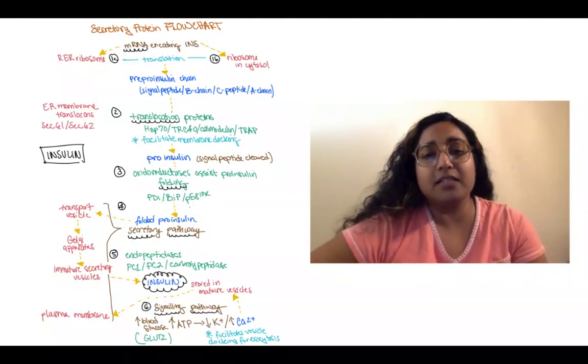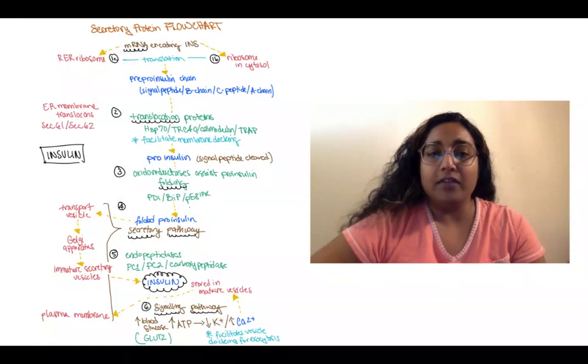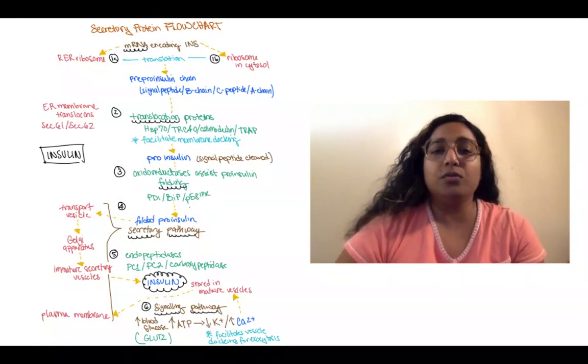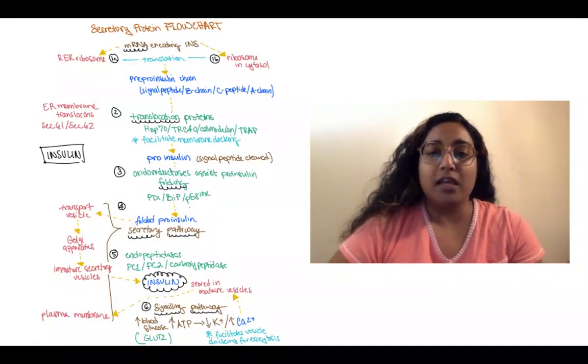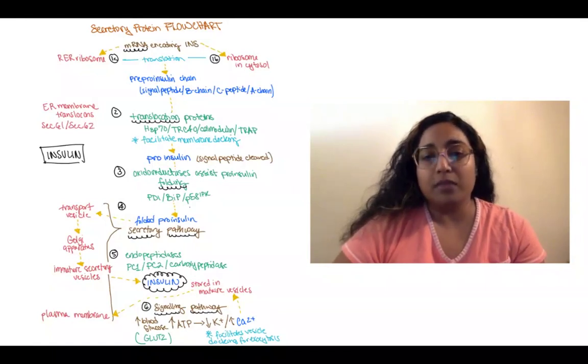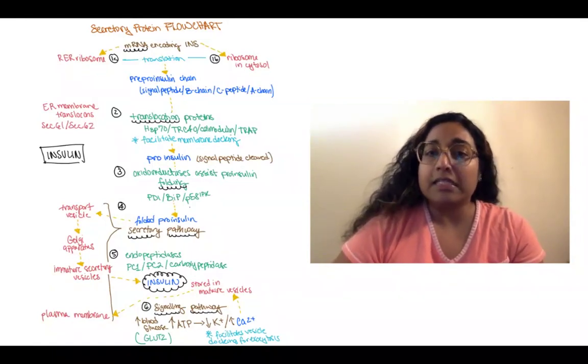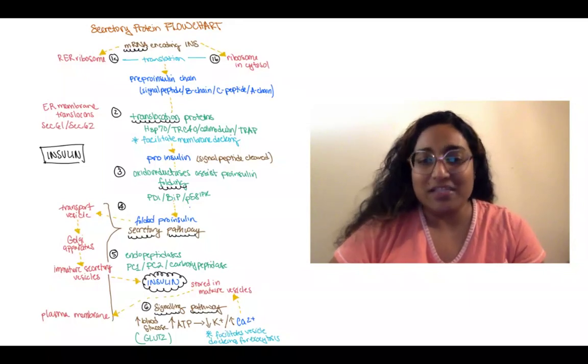The influx of calcium triggers the docking of insulin storage vesicles to the cell plasma membrane so that they can finally merge with the plasma membrane and release this insulin through exocytosis.